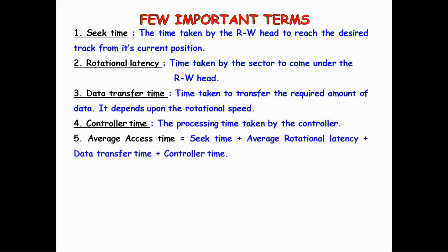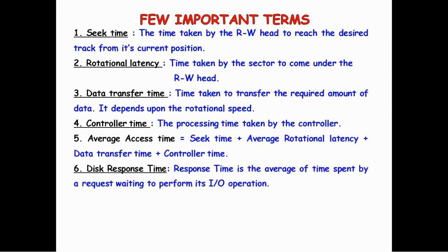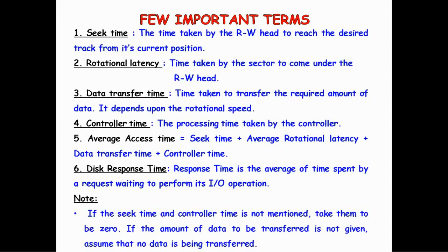Average access time is equal to seek time plus average rotational latency plus data transfer time plus controller time. Disk response time is the average of time spent by a request waiting to perform its I/O operation. Here we have to note one thing while solving problems. Suppose if the seek time and controller time is not mentioned, then we need to take those values as 0. And if the amount of data to be transferred is not given, then we need to assume that no data is being transferred.